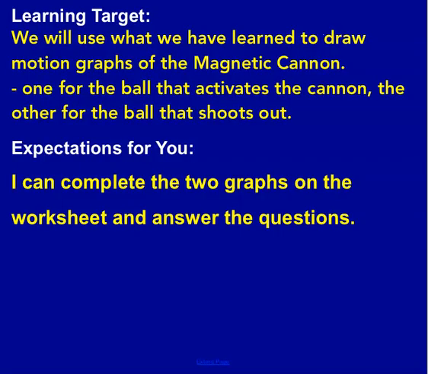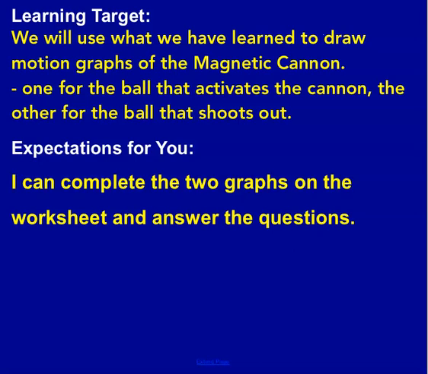So our learning target today is we're going to use what we have learned to draw motion graphs of the magnetic cannon. So we're going to use that knowledge to take it a step further. One for the ball that activates the cannon, that's going to be ball A, and the other for the ball that shoots out.